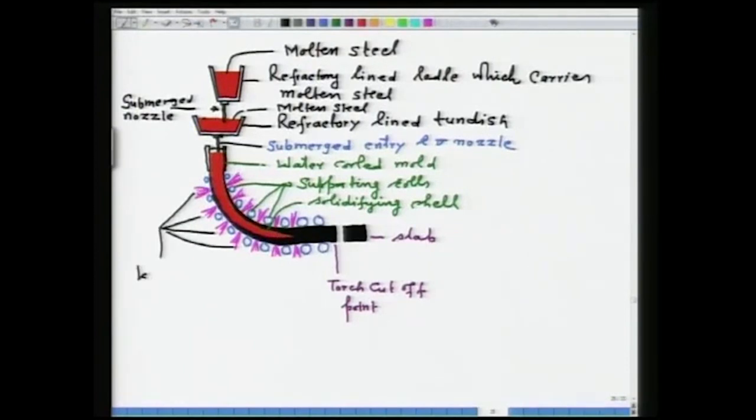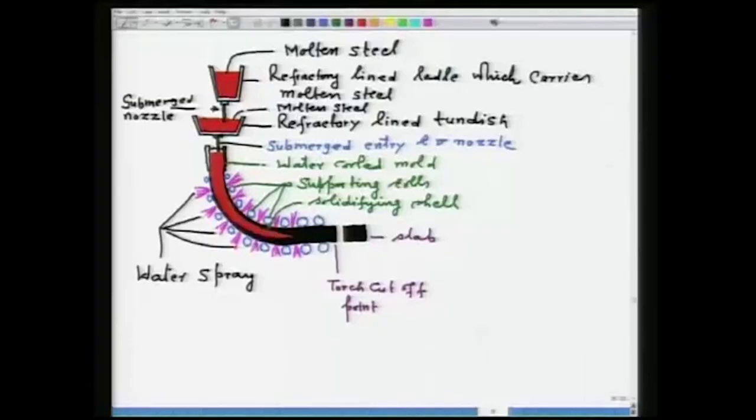This is the water spray. So, in fact, the combination of refractory lined ladle, refractory lined tundish, mold and secondary cooling, they all together are placed in such a way so that the molten steel can be cast continuously. Now, in short, I will define the functions of different vessels.